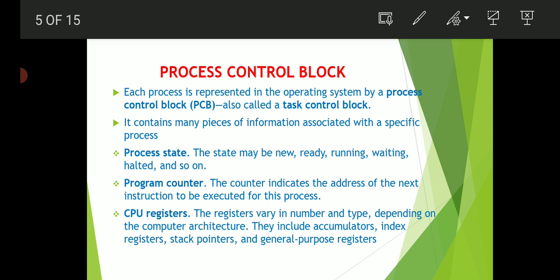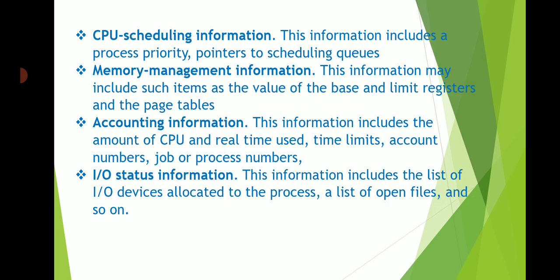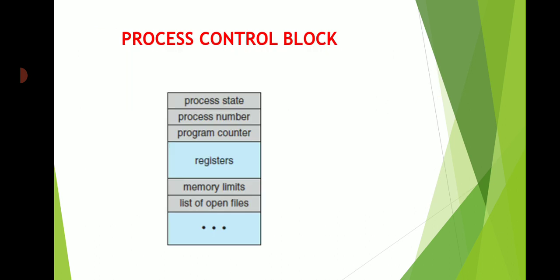Next one, process control block. There are many different control blocks. So, process control block: process state, program counter, CPU registers, CPU scheduling information, memory management information, accounting information, IO status information. So this is a process control block: process state, process number, program counter, registers, memory limits, list of open files.